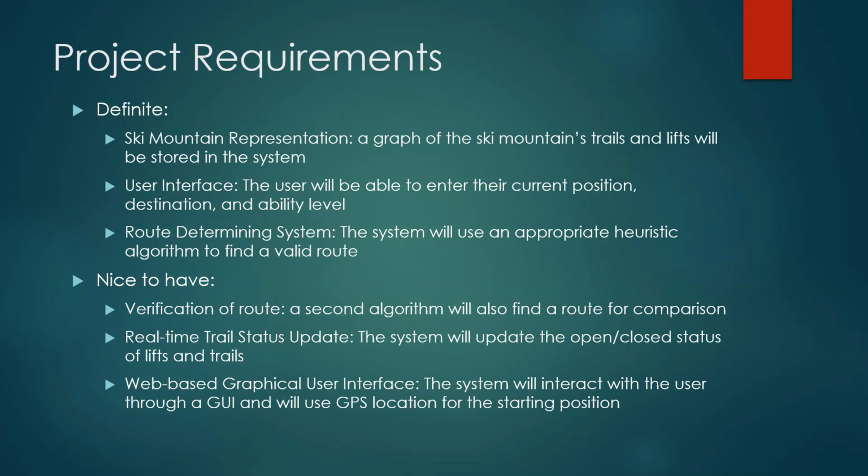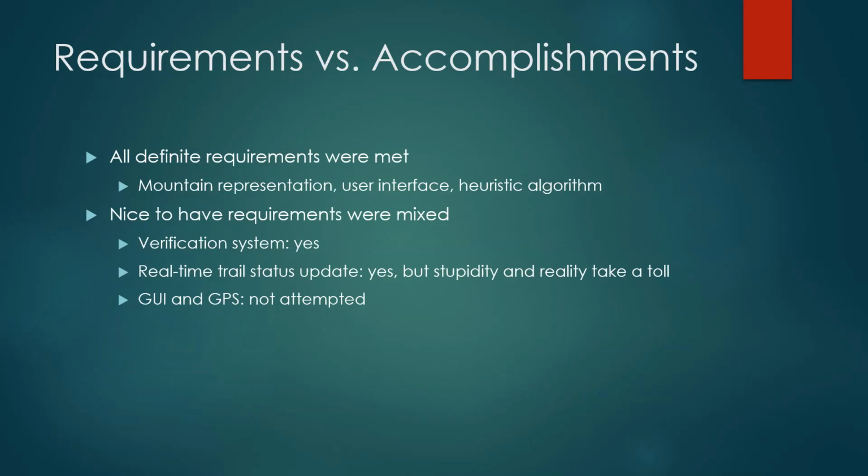The definite requirements for the project were some representation of the ski mountain in the computer system, a user interface to be able to describe where you were and where you wanted to go, and a way to determine a route using a heuristic that came up with the shortest path. The nice-to-have requirements are some way to verify the route, a way to update the trail status and lift status, and a nice interface using GPS positioning to figure out where you are.